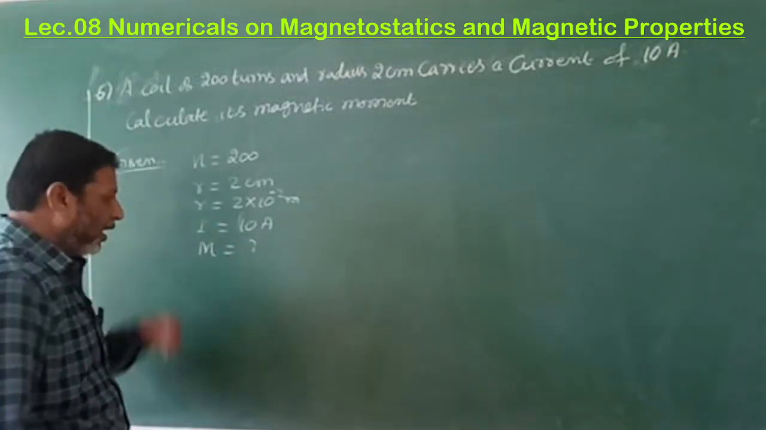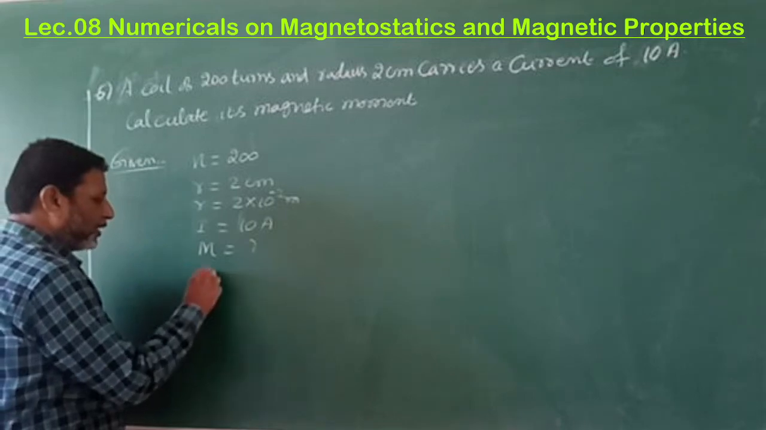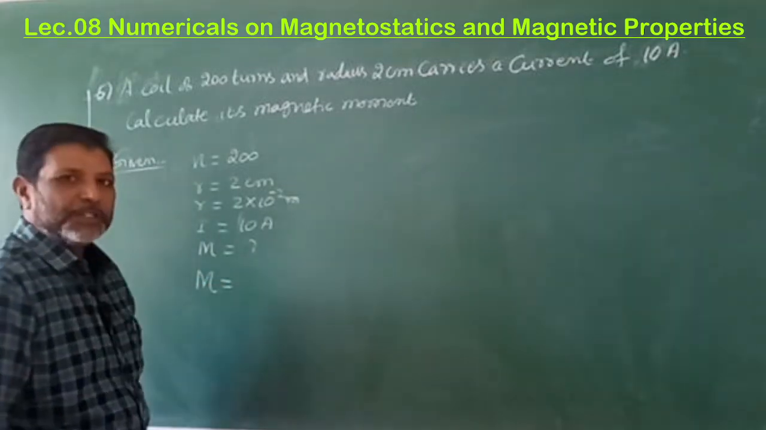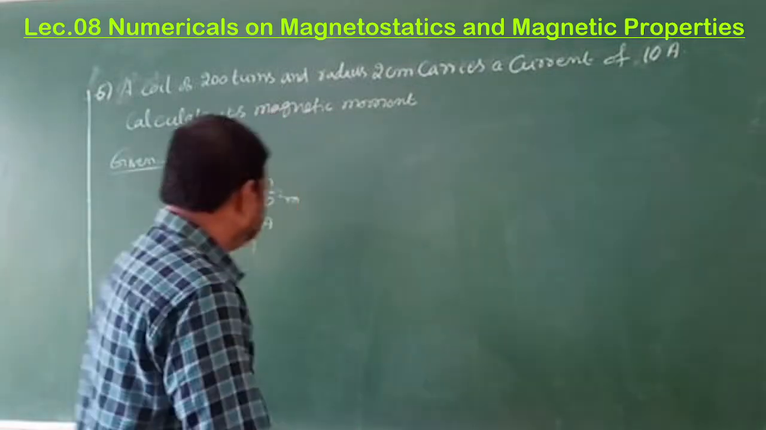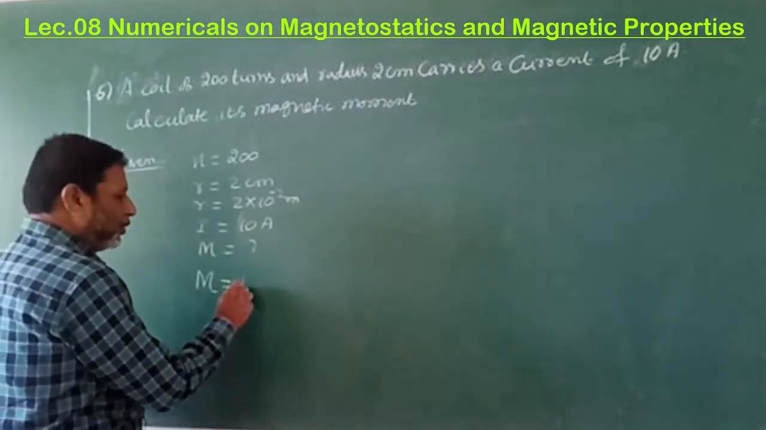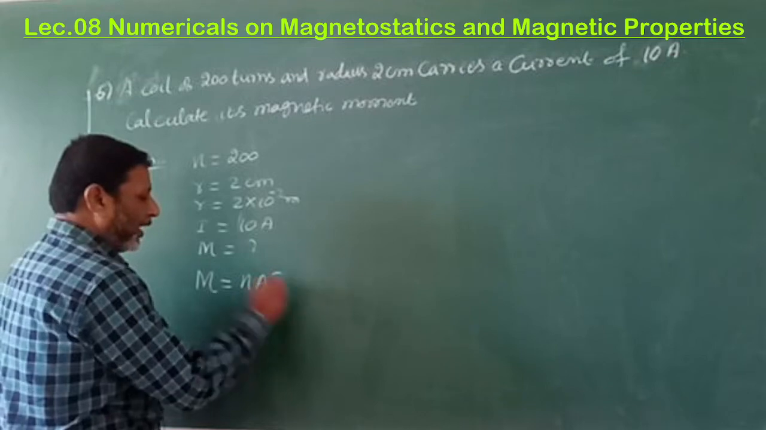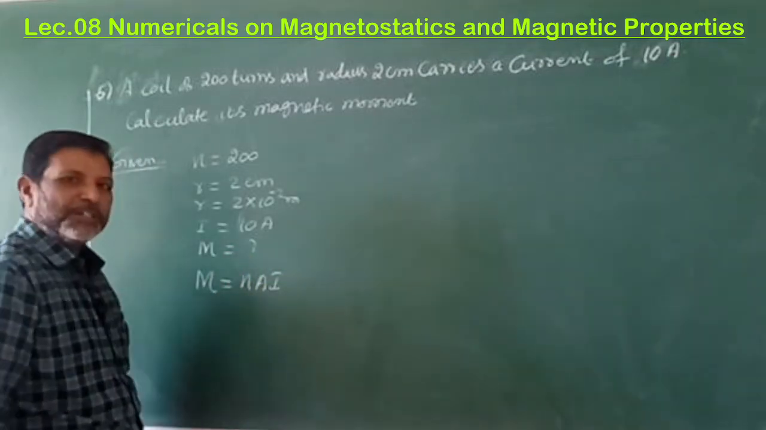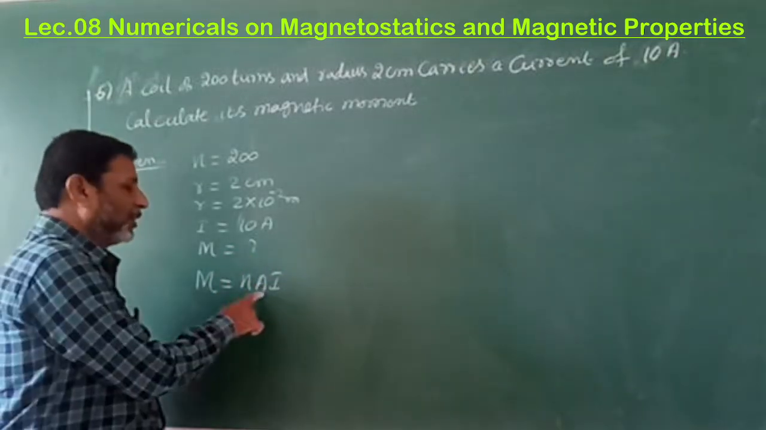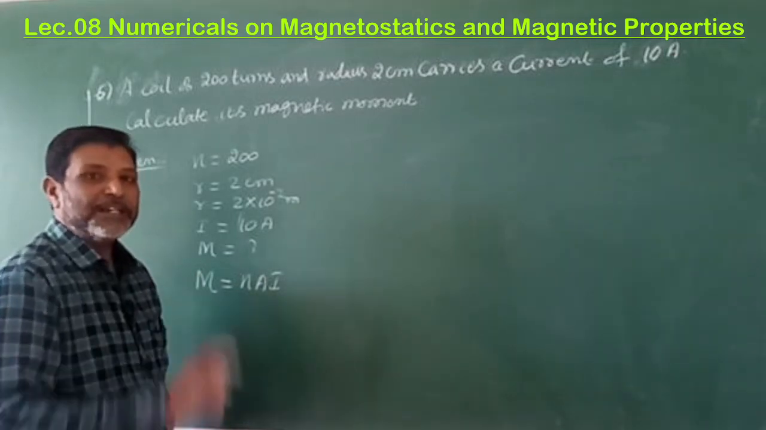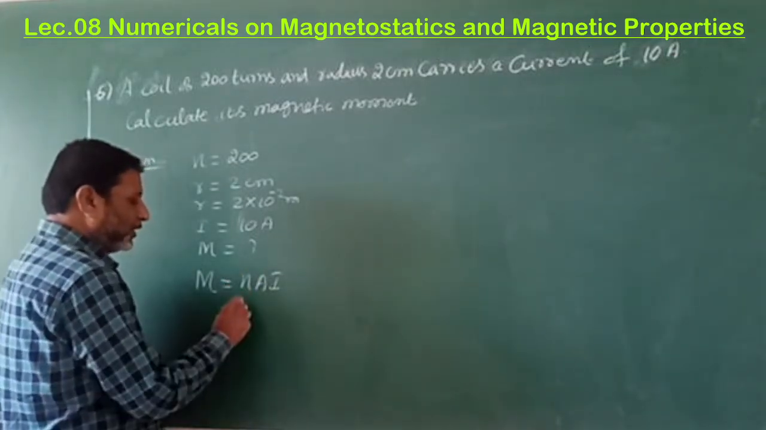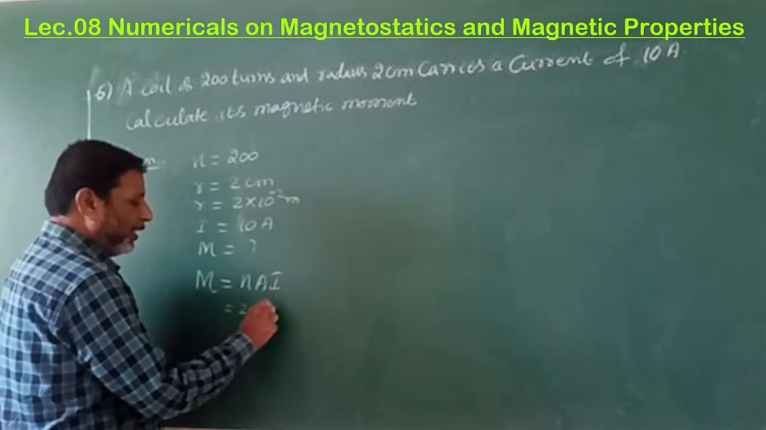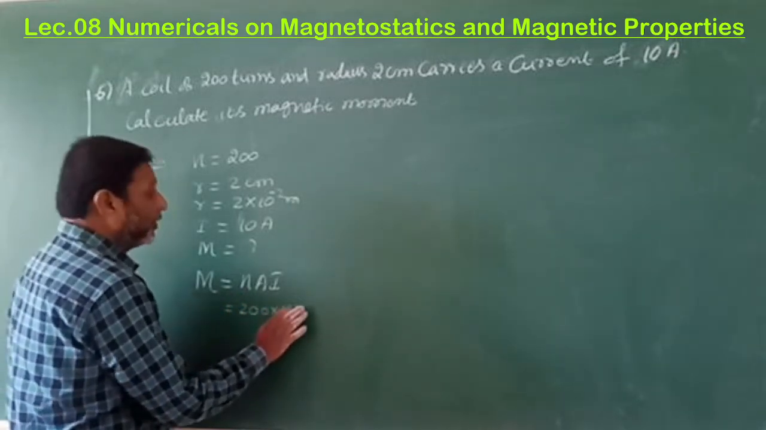Now the formula of the magnetic moment of a circular conductor, I hope you might be remembering it while we were discussing Ampere's circuital law, isn't it? Magnetic moment is equal to NAI. Now N is the number of turns, A is the area and I is the current, isn't it? Now this is equal to the number of turns. It is given, it is 200.